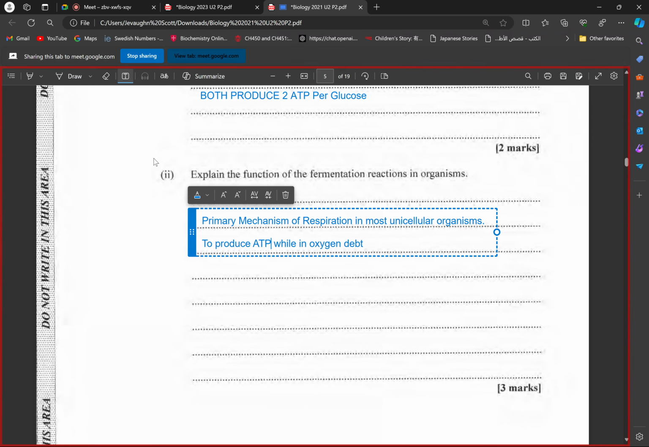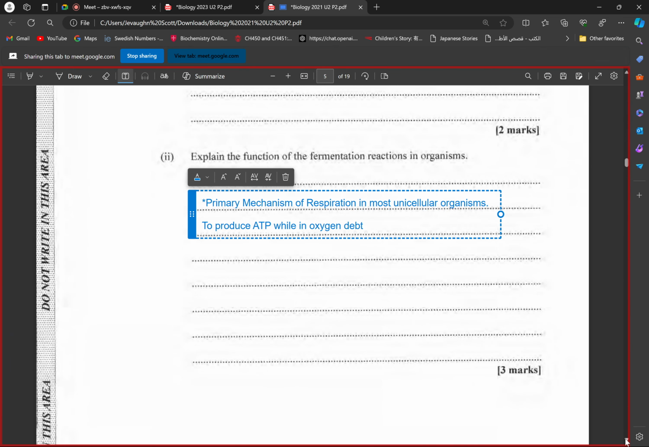But I also included this first line because people tend to forget it is the primary mechanism of respiration in some organisms. But usually in multicellular organisms, it is a backup process, right? Generally, it's really just plant respiration which produces ethanol technically. So it's not technically fermentation, but yeah, we could just state that. So that's 3 marks though.